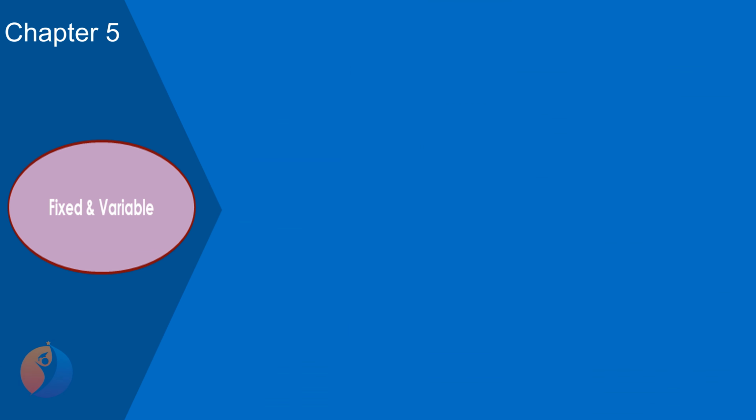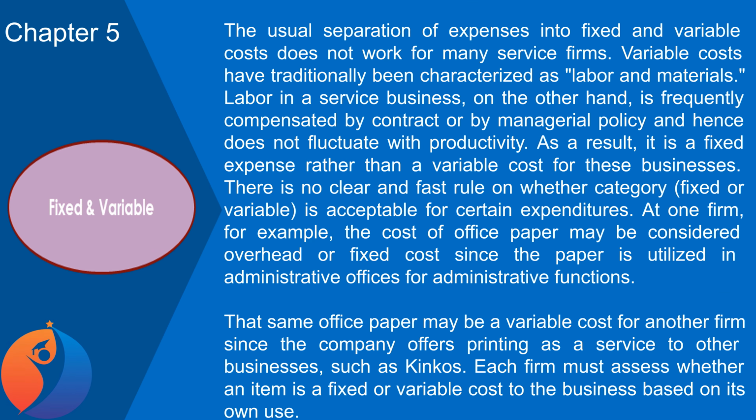Fixed and variable. The usual separation of expenses into fixed and variable costs does not work for many service firms. Variable costs have traditionally been characterized as labor and materials. Labor in a service business, on the other hand, is frequently compensated by contract or by managerial policy and hence does not fluctuate with productivity. As a result, it is a fixed expense rather than a variable cost for these businesses.